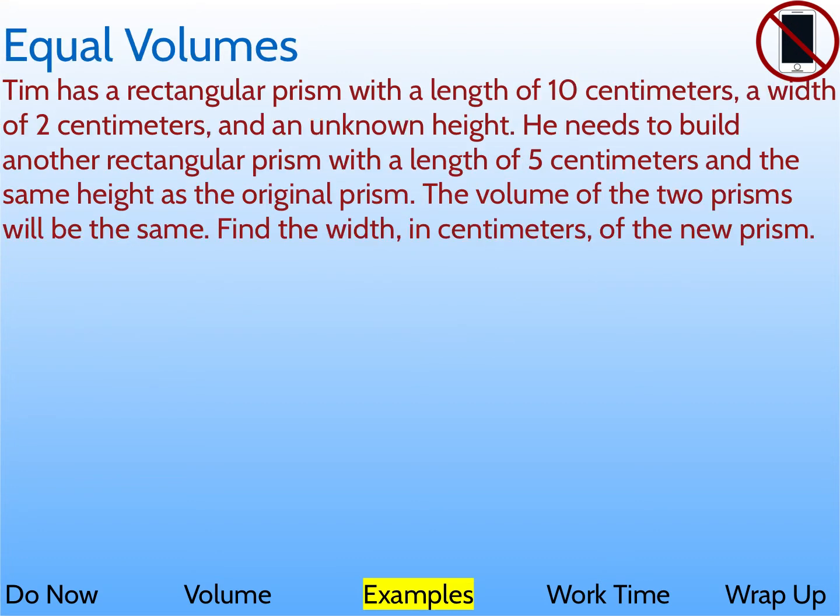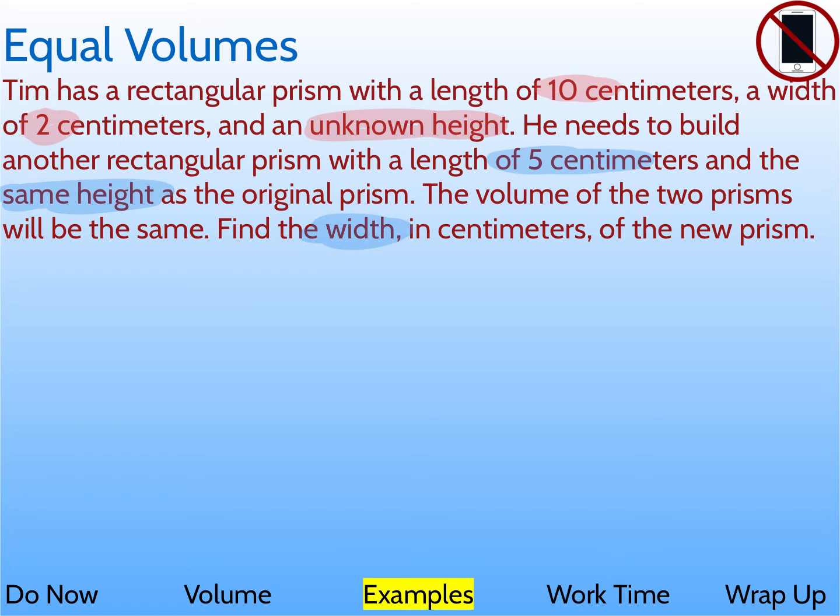So in this problem, Tim has a rectangular prism, length of 10 centimeters, width of 2 centimeters, and we don't know the height. In the other rectangular prism, he has a length of 5 centimeters, same height. So that's helpful, because we can just use the same variable for that. And the volume will be the same. So we have to find the width. So let's plug in the stuff we know. It's length times width times height for this.